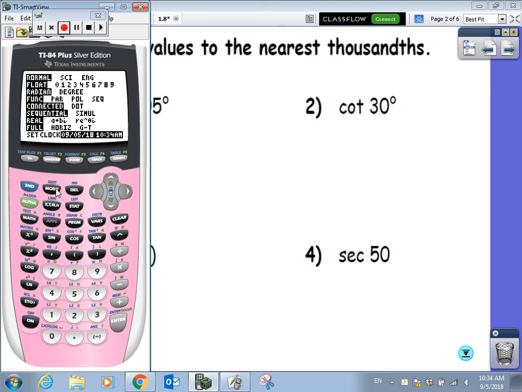This first one is in degrees, so I'm going to move my mode to degrees. And this first one's easy. Tangent 105. Enter.